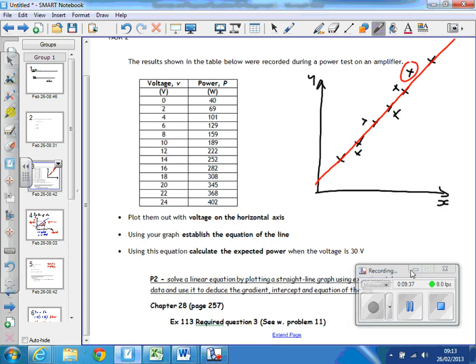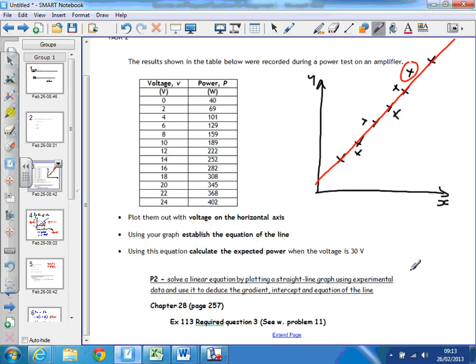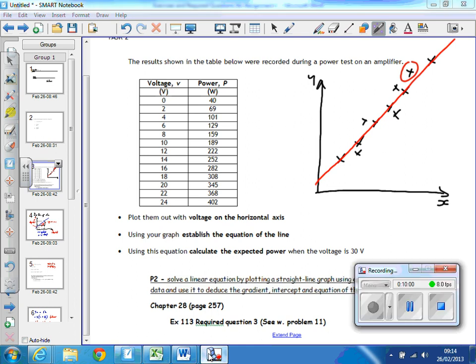Okay, so if you want to try some out and just check you know what you're doing, chapter 28 in the textbook, exercise 113. Okay, and there's a work problem that you go through there, work problem 11, which takes you through the procedure in more detail than I've just done.